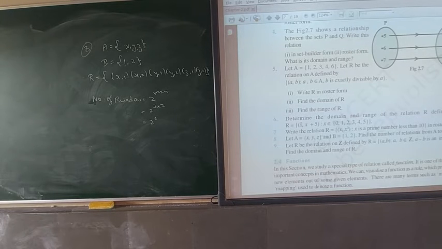The ninth question is: let R be the relation on Z defined by R = {(a, b)}, where a, b belong to Z and a minus b is an integer. Find the domain and range of R. What values can you put? That is called the domain. You can put all the integers, so the domain is the integers, Z. What will be the range? If you put all the integer values, you will get integers only, so the range is also Z.